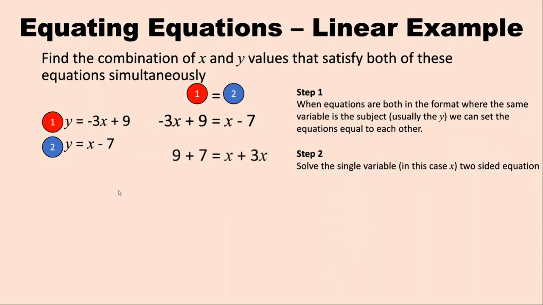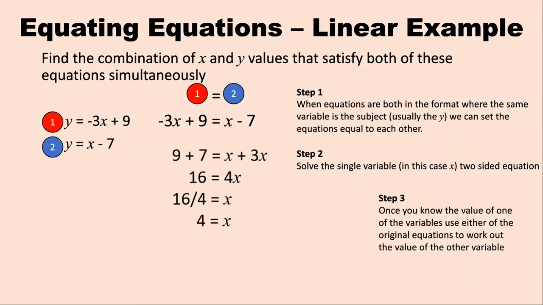So I've got 9 plus 7 equals x plus 3x. I can simplify that. 9 plus 7 is 16. X plus 3x is 4x. Now I want the x on its own though, so I'll get rid of that 4, which is multiplying by the x. The opposite of multiply is divide. So x must be equal to 4.